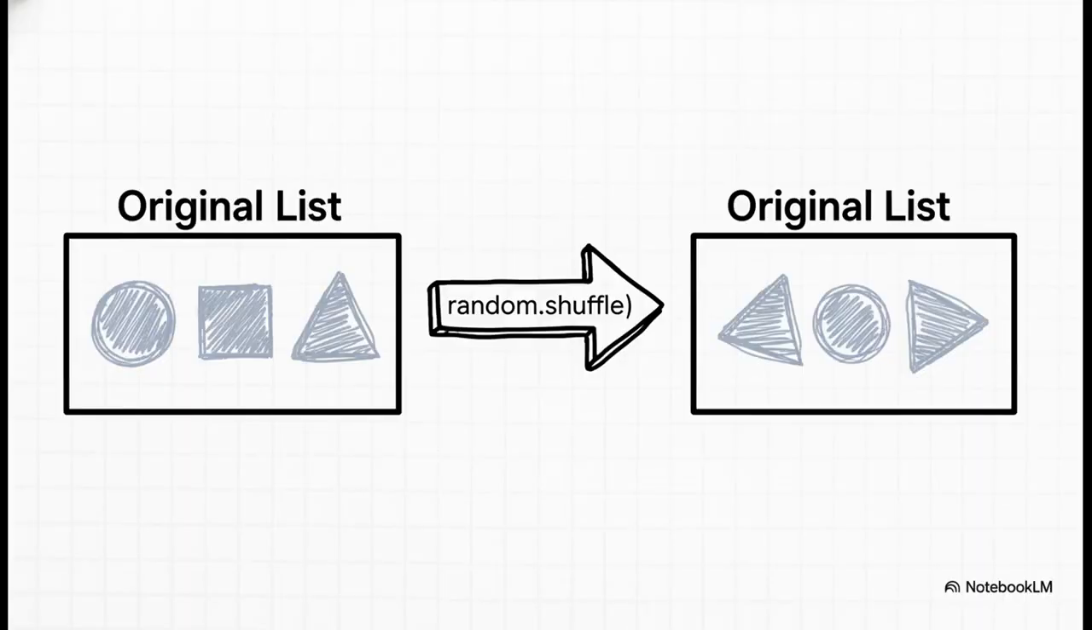So the first tool we're going to grab from our toolkit is random.shuffle. The name kind of gives it away. It takes a list and just mixes everything up. But here is the absolute key thing you have to remember. It shuffles the list in place. That means it doesn't give you a new shuffled copy. Nope. It permanently rearranges your original list.